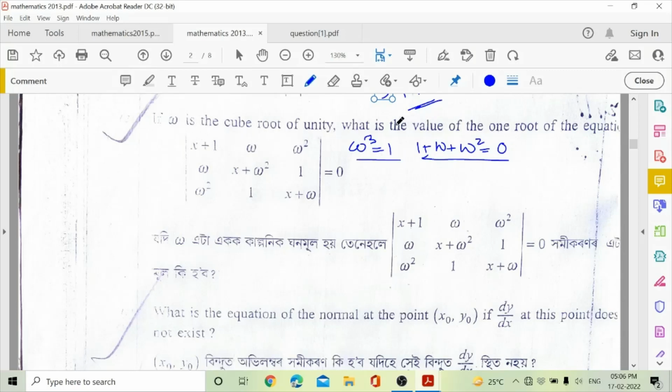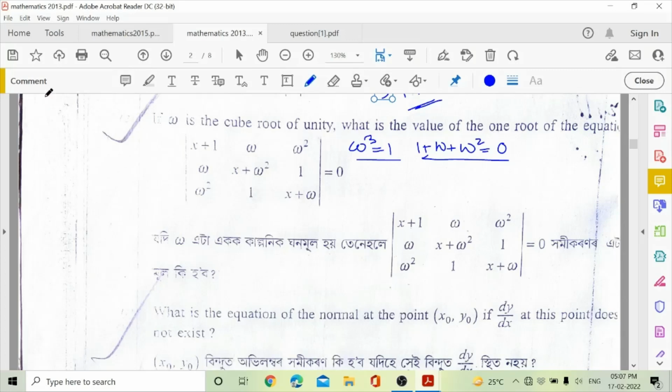Now what you have to do is find out the value of one root of the equation. This is the equation, obviously. Left hand and right hand sides are given, and you have to simplify so that you will have the value of x using these two conditions. Remember, behind the screen, omega cube is equal to 1 because omega is a cube root, and 1 plus omega plus omega square is also equal to 0. Now we'll try to simplify, and after the simplification, we'll find the root.